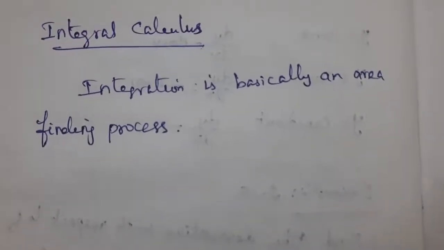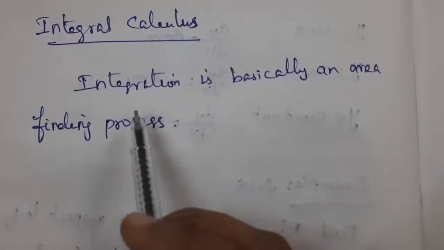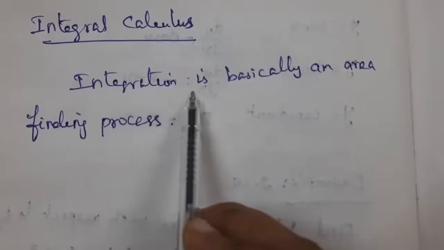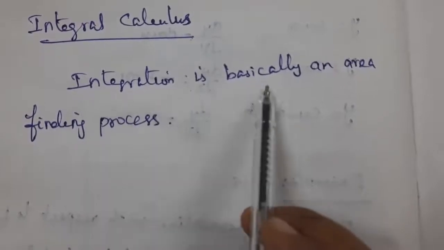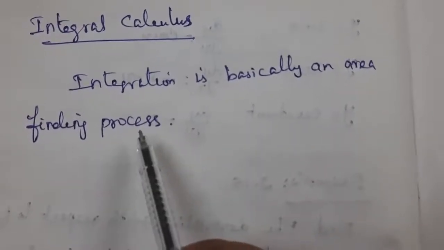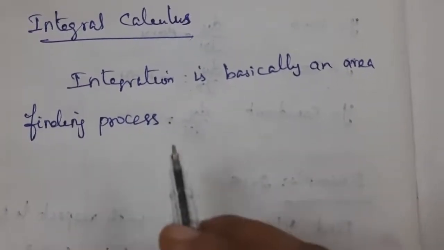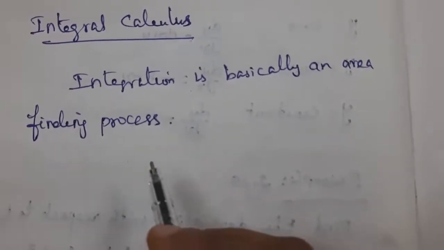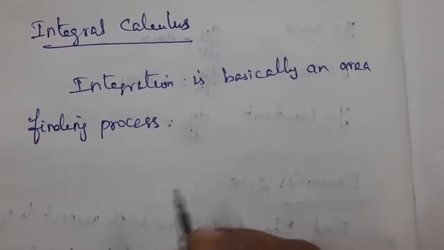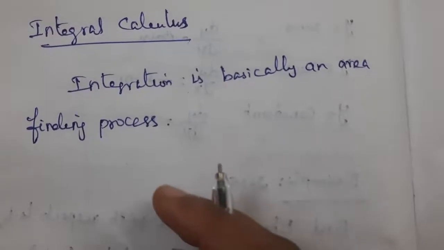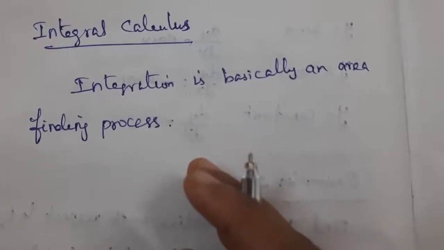The next one is integral calculus. What is meant by integration? Integration is basically an area finding process. Finding area, you have learned many formulas for area for different shapes, isn't it? Area of square, area of rectangle, etc. Here, certain shapes we can find the area directly, but irregular shapes and all, we cannot find the area directly.